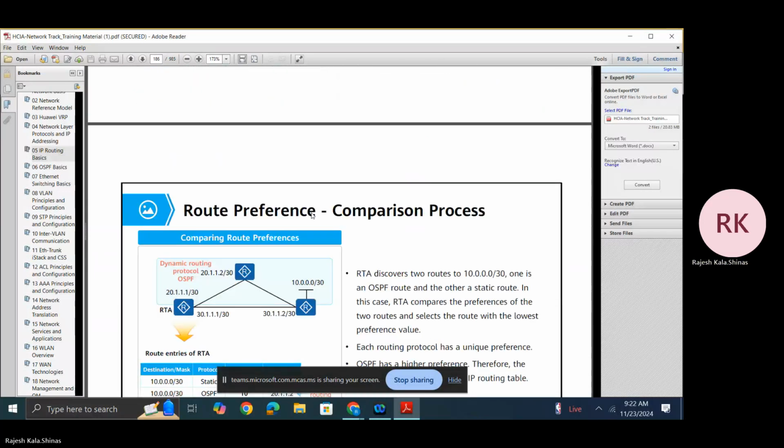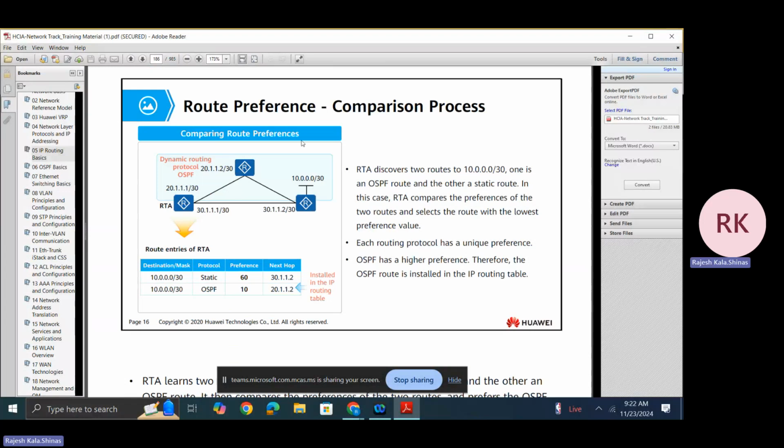See here, from this RTA I want to reach 10.0.0.0/30, which is connected to another router. I have two routes. One is OSPF by this way, another one is static. If I go for static, I'll choose this route, where the next hop IP is 3.1.1.2. If I choose OSPF, this is the route, where the next hop is this way, 2.1.1.2, to reach here.